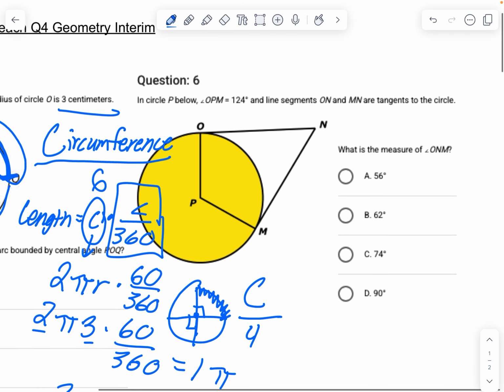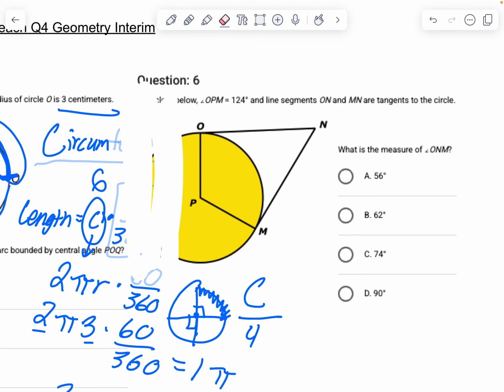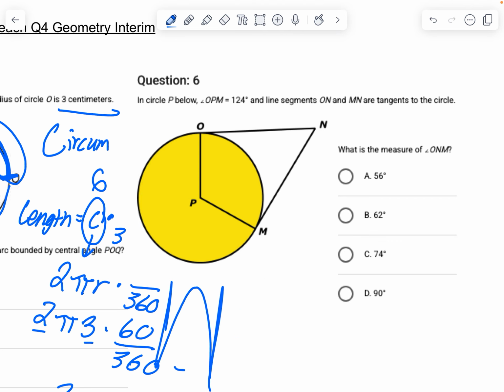Now the hard one, 6. 6 was definitely a tricky one in our book. Let me erase some of this, that way we have some room to write.